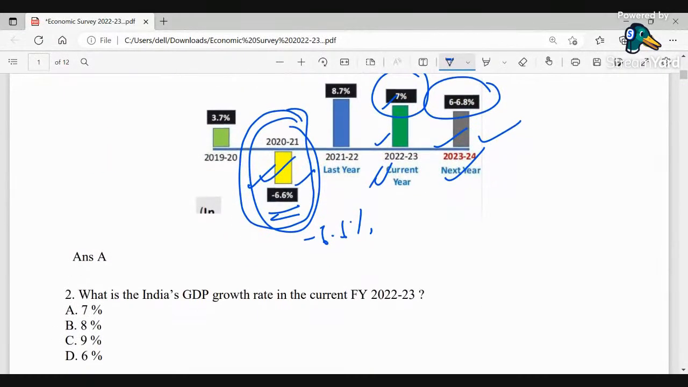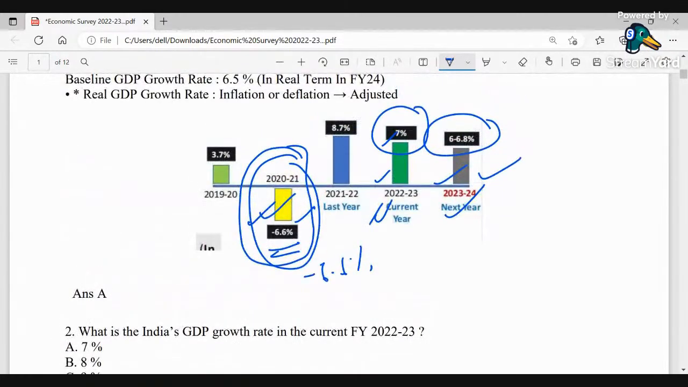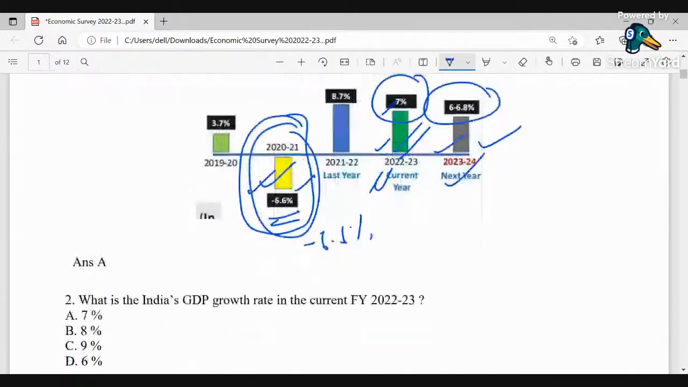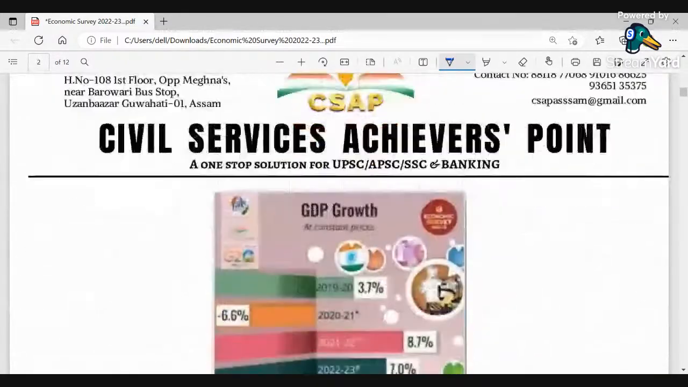Next, what is India's GDP growth rate in the current financial year? You can see it to be 7%. What I have already told you here, you can already find the answer in this element. Next, going to the third question.